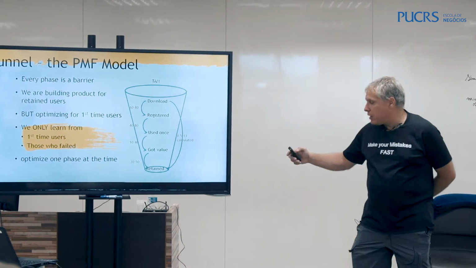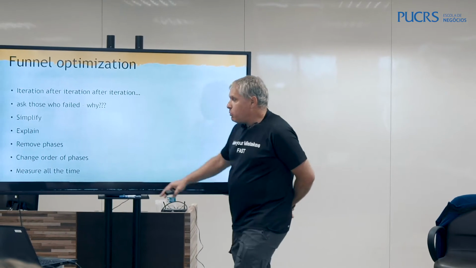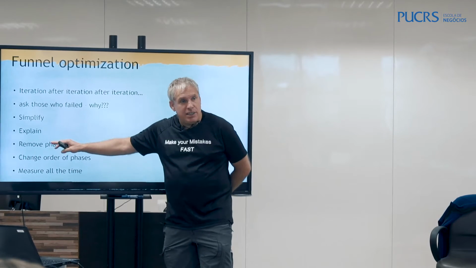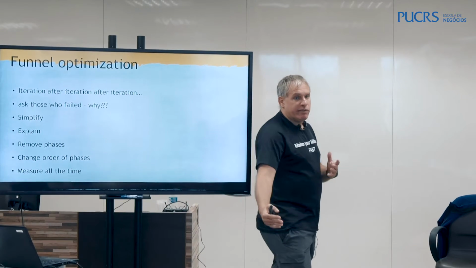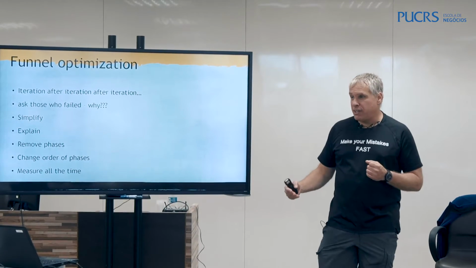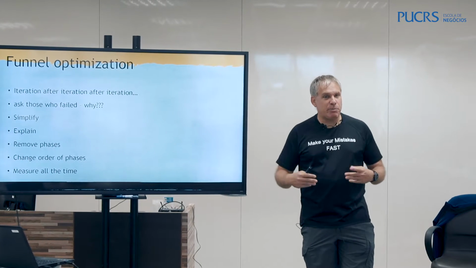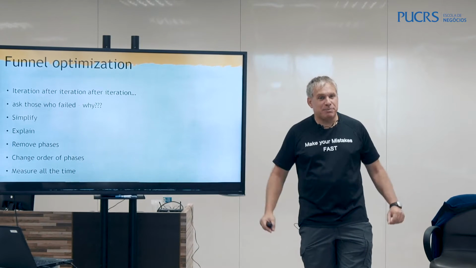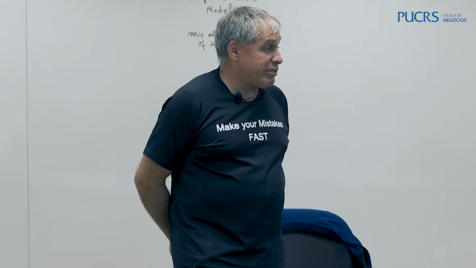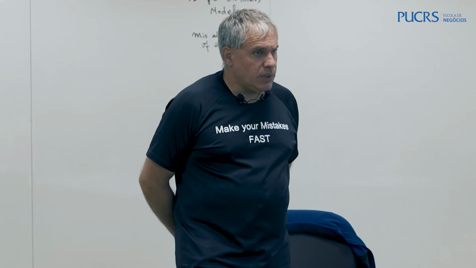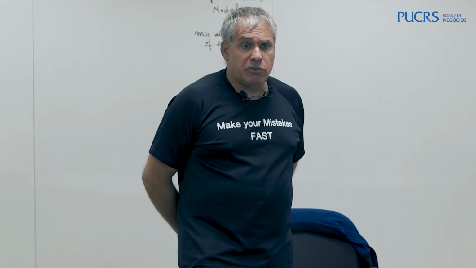And so removing phases definitely improves the yield of the funnel, right? Because all of a sudden, in this phase, 100% of the people are going through. There is no phase. And so maybe changing the order of the phases, maybe putting registration after we really need that.